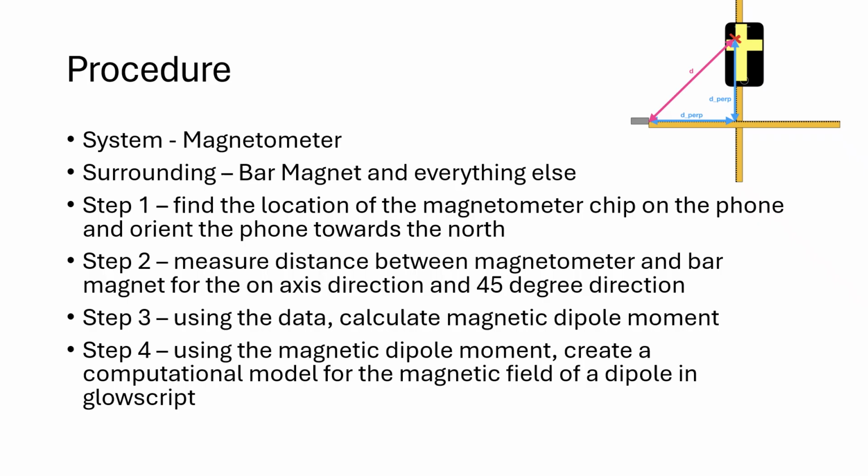Step 2 is to measure the distance between the magnetometer and the bar magnet for the on-axis direction and the 45 degrees direction. Step 3 is using the data to calculate the magnetic dipole moment. And then step 4 is using the magnetic dipole moment to create a computational model for the magnetic field of a dipole in GlowScript.